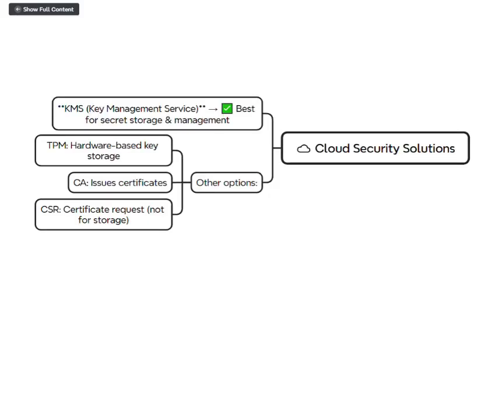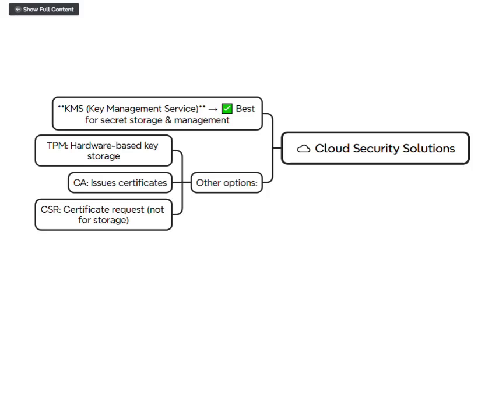Cloud security solutions. If you're storing sensitive information in the cloud, like API keys, passwords, or encryption keys, you'll want a key management service, KMS. A KMS is like a digital vault that helps you securely store, use, and manage your cryptographic keys. It takes the stress off your shoulders and ensures that keys are handled according to best practices, especially in cloud environments. Other options may sound relevant but don't quite fit.